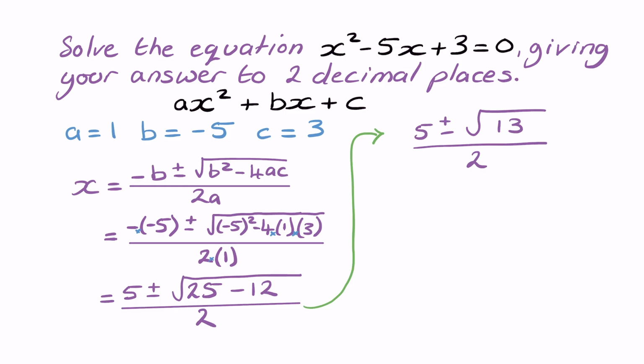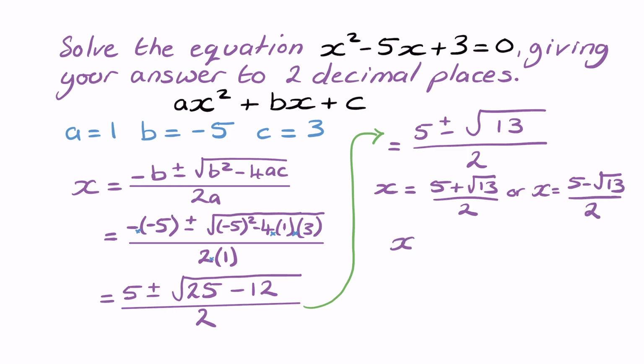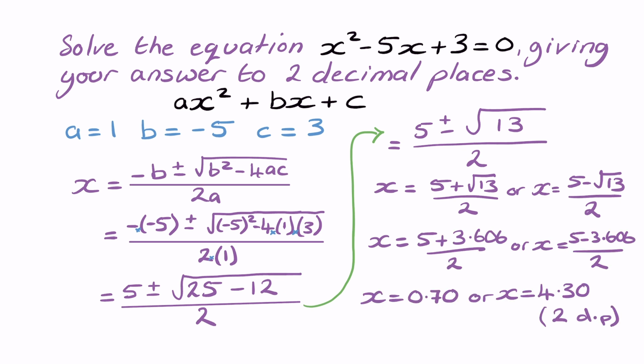And they want our answers to 2 decimal places. So x equals 5 plus root 13 over 2, or x equals 5 minus root 13 over 2. And that means x equals, and pop that in the calculator, and there we are, x equals 0.70, or x equals 4.30 to 2 decimal places.